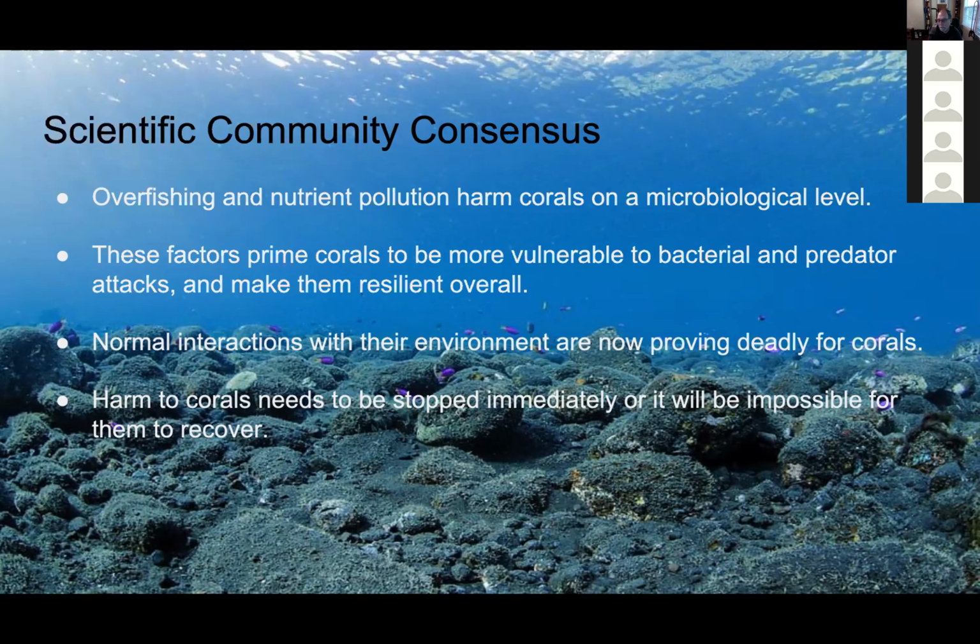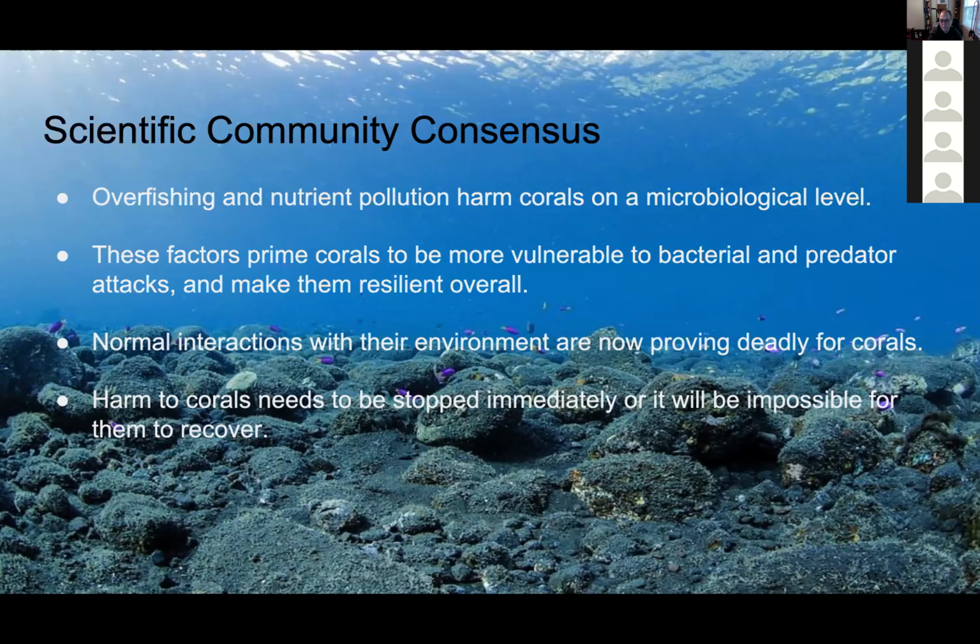And the scientific community has made it very clear that our coral reefs are dying at an extreme rate, for various reasons like climate change, but also overfishing and pollution, and they need to be reined in, or else all these corals will be gone in 70 years.